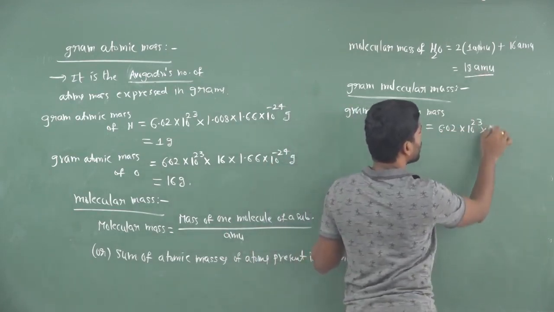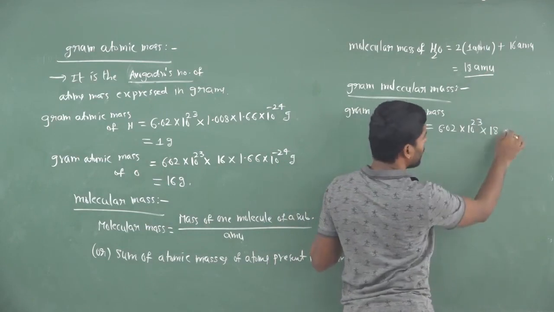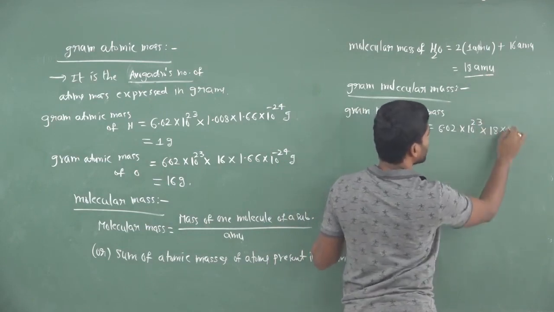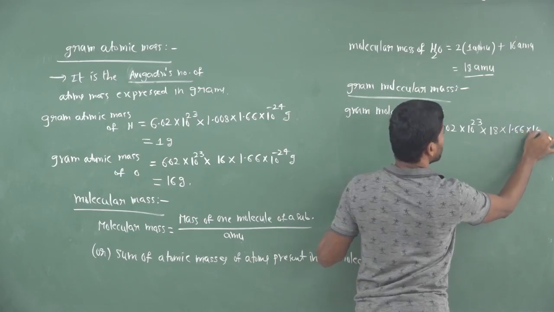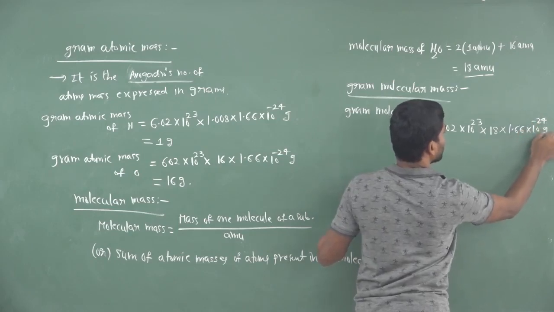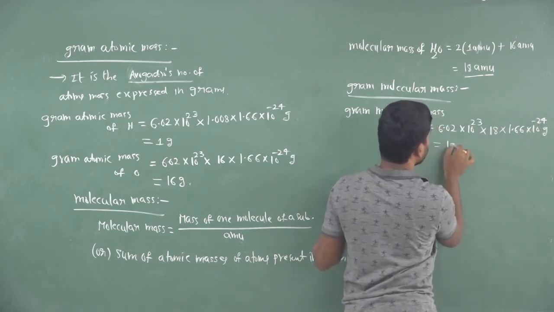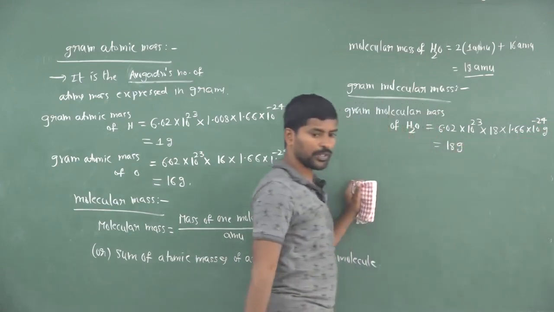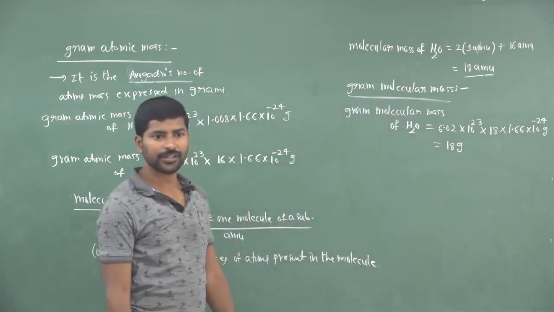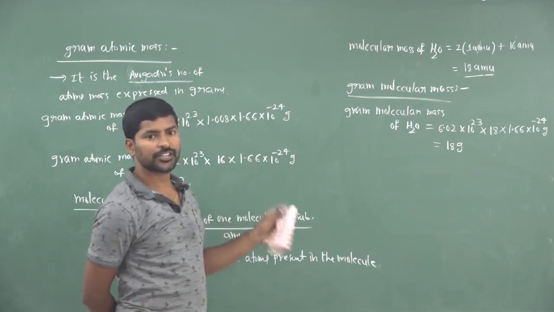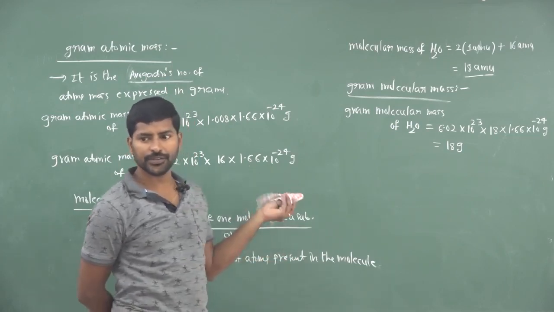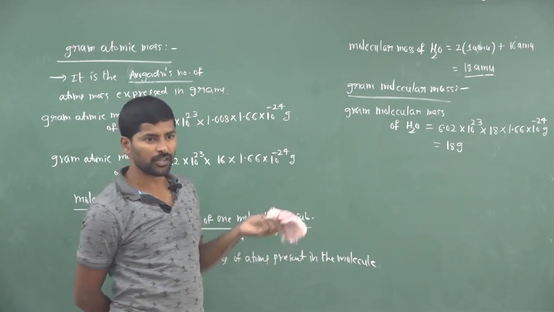Each H2O molecule mass is 18 atomic mass units. If you convert into grams, one atomic mass unit is equal to 1.66 into 10 power minus 24 grams. If you simplify that, we will get 18 grams. So 18 atomic mass units is one H2O molecule mass, whereas 18 grams is Avogadro number of H2O molecules mass.